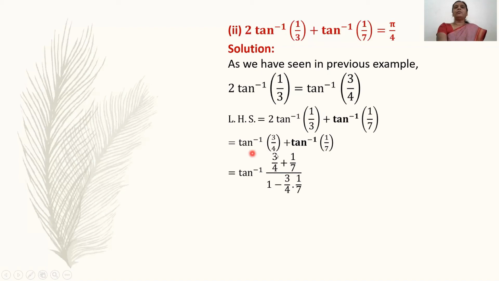Now, for this, you will use the property tan inverse x plus tan inverse y is equal to tan inverse of x plus y divided by 1 minus xy. Keep the value of 2 tan inverse 1 upon 3 as tan inverse 3 by 4, and this tan inverse 1 upon 7 as it is. Now this is of the type tan inverse x plus tan inverse y. And what is the property of inverse trigonometric functions? If the function is of the type tan inverse x plus tan inverse y, then that is equal to tan inverse of x plus y divided by 1 minus xy. We will use that property.